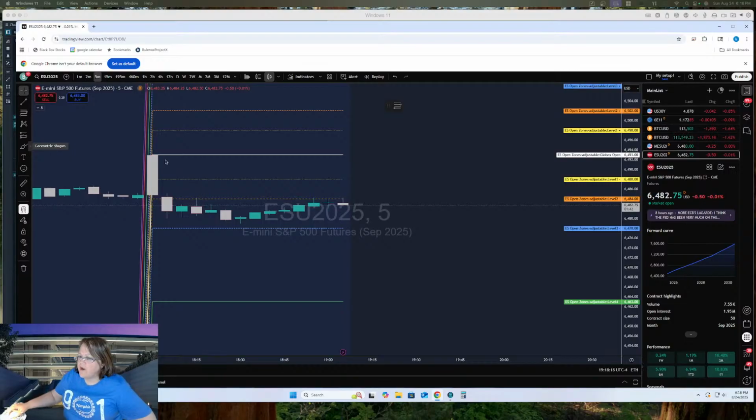The Strat calls this a mother bar, so really, until we get out of this, we're probably going to chop around tonight. That open and flush really was the play, in my opinion.